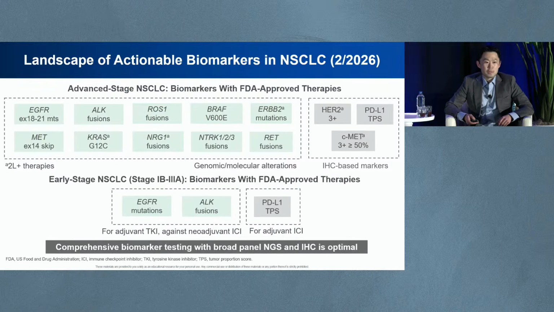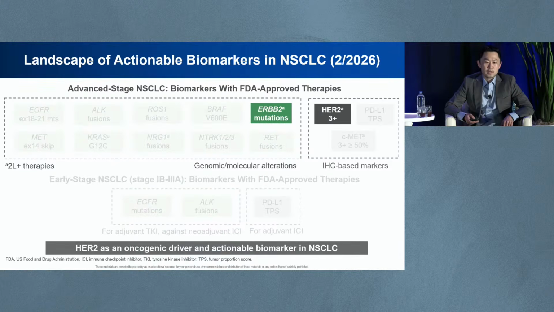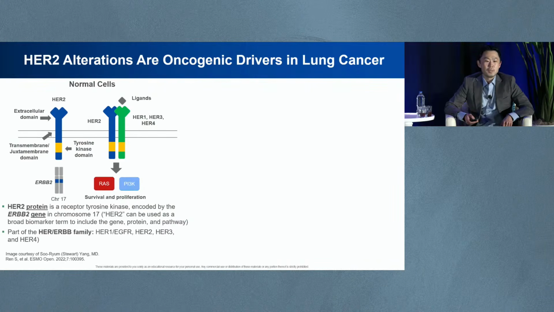In addition, now we also have actionable biomarkers in the early stage setting as well that are being increasingly used to guide perioperative treatments. And so what this tells us is that comprehensive biomarker testing with broad panel NGS and IHC is really important for our patients with lung cancer. Today we're going to focus on HER2, specifically the mutations and the overexpression as oncogenic biomarkers in non-small cell lung cancer. So let's talk a little bit more about the underlying biology.